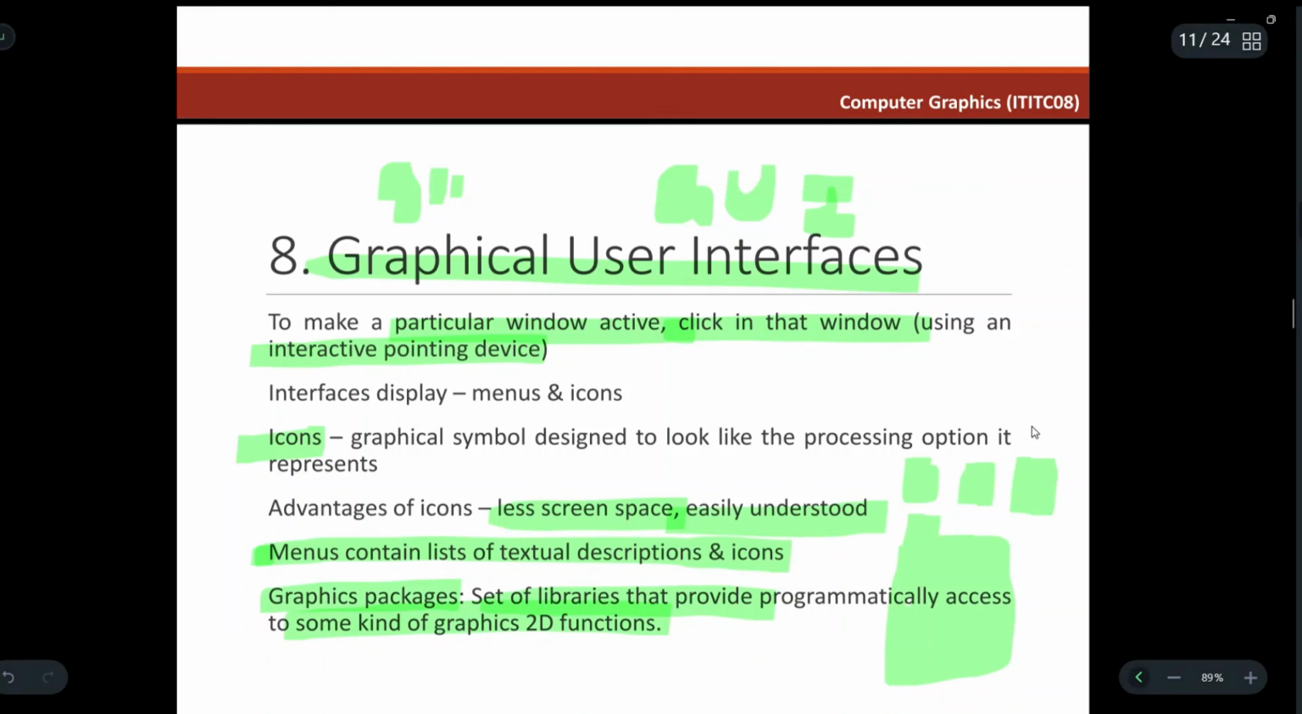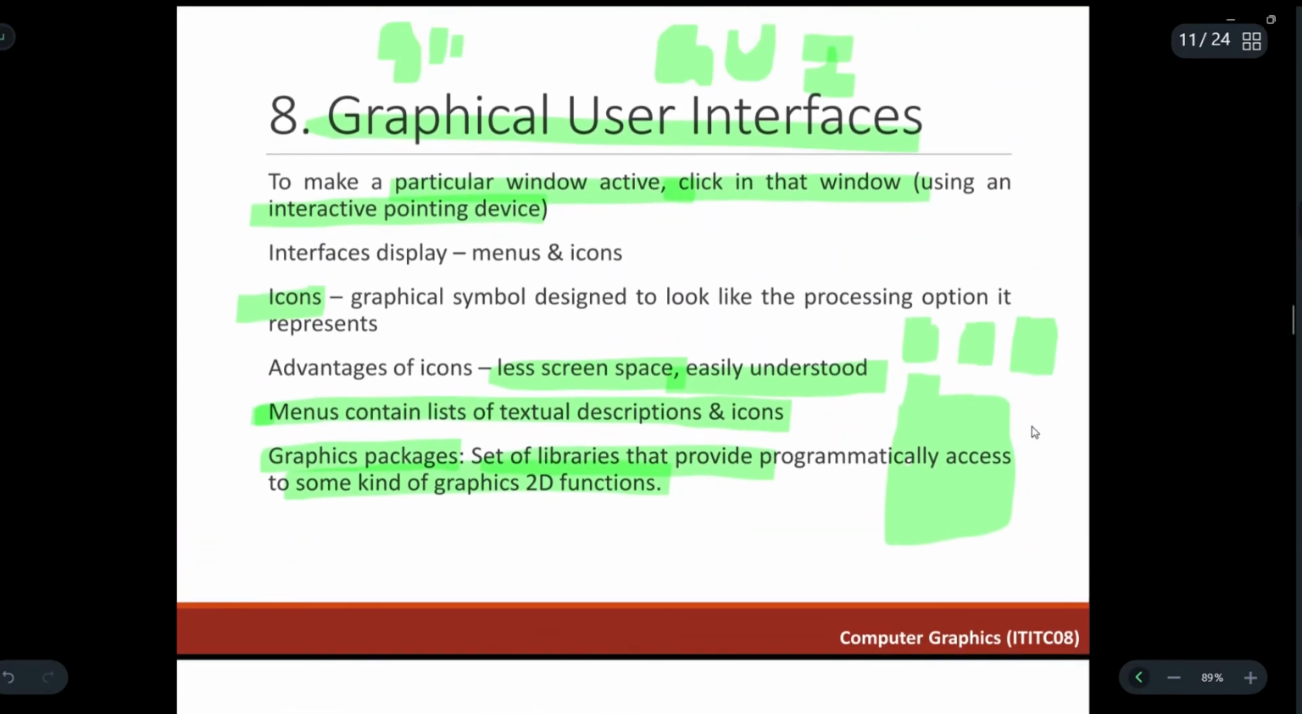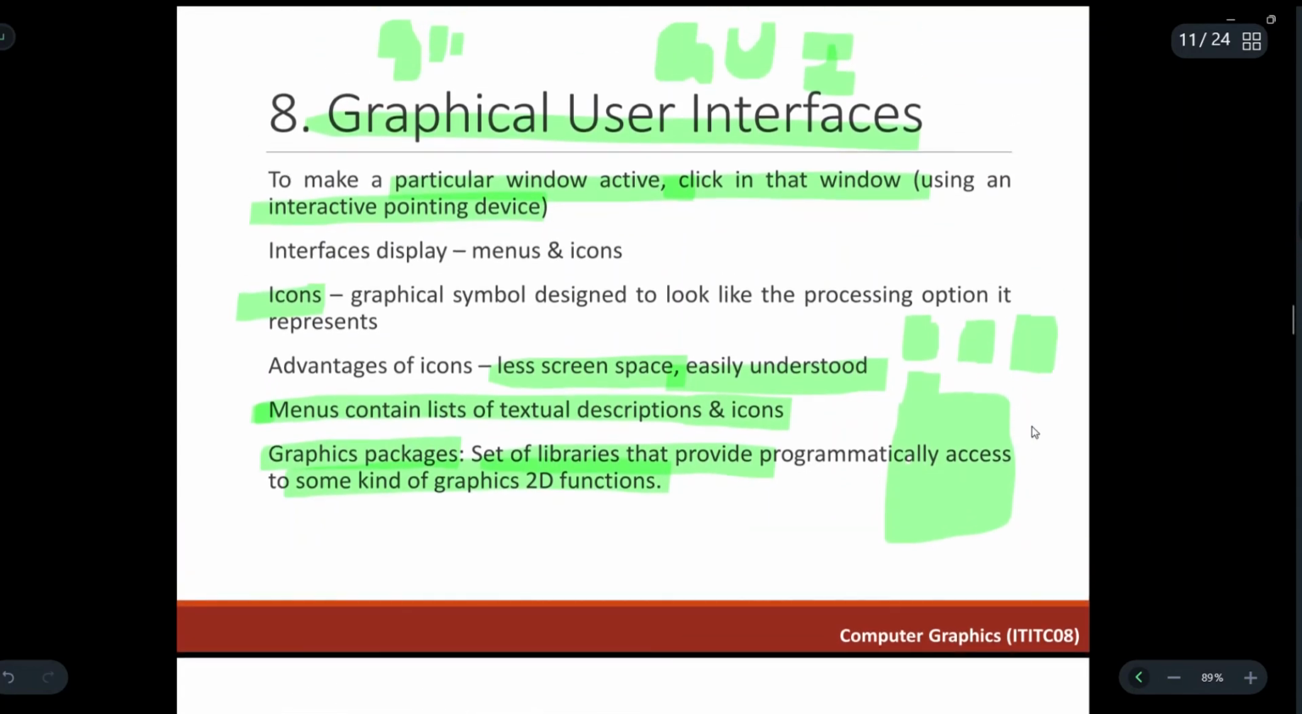In the next video, we will be discussing video devices, that is the CRT, or the cathode ray tube.